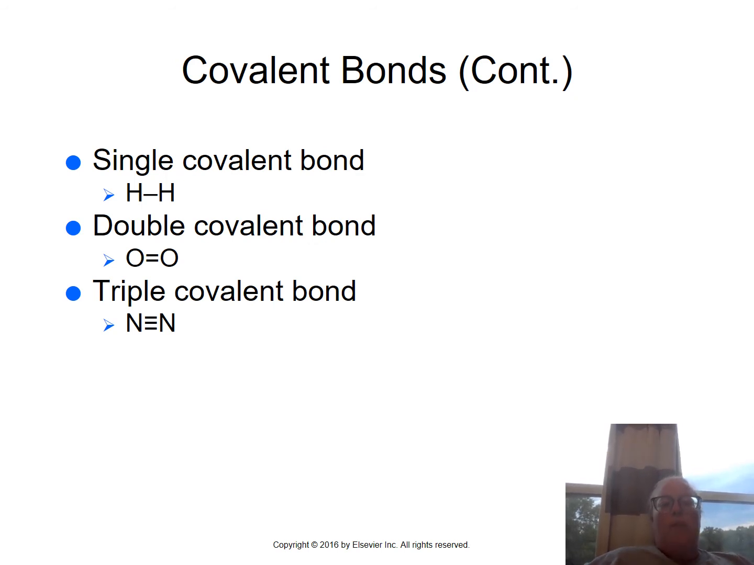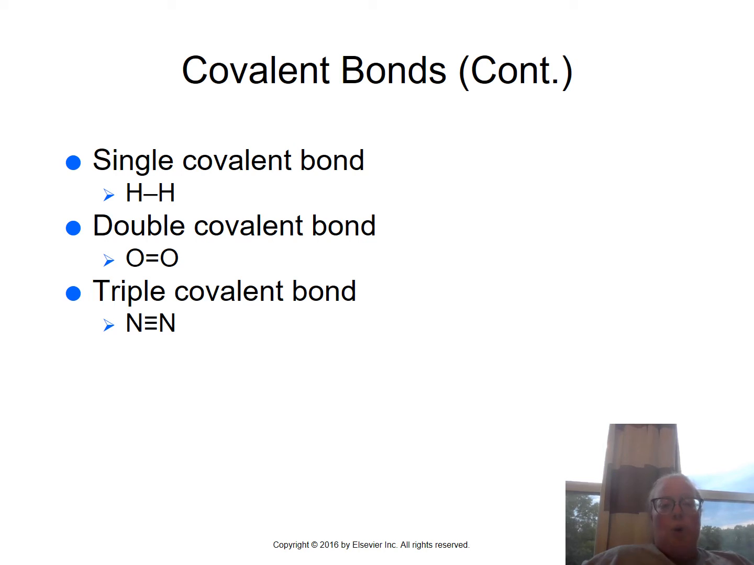So, depending on the number of electrons shared, molecules can be formed from a single covalent bond by sharing 1 pair of electrons, such as the bond between hydrogen atoms. Single covalent bonds are indicated by 1 solid line.